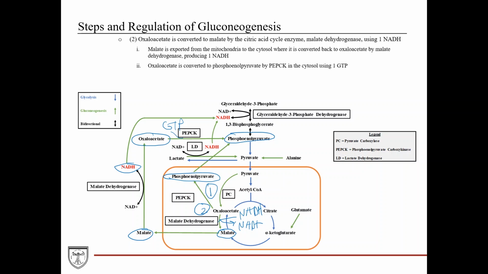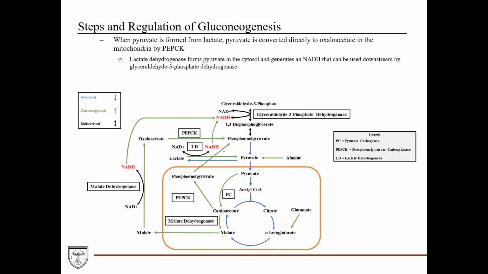What's important to note here is this NADH, generated when you're converting malate back to oxaloacetate, can then be used by glyceraldehyde 3-phosphate dehydrogenase. Now you may be wondering, what forces oxaloacetate to take route number 1 versus route number 2? And that's a really important question. So it all stems back to how you made pyruvate.